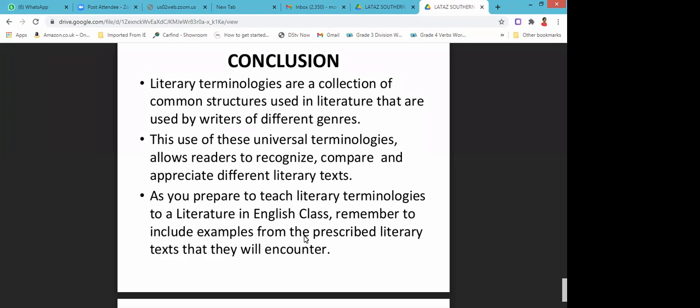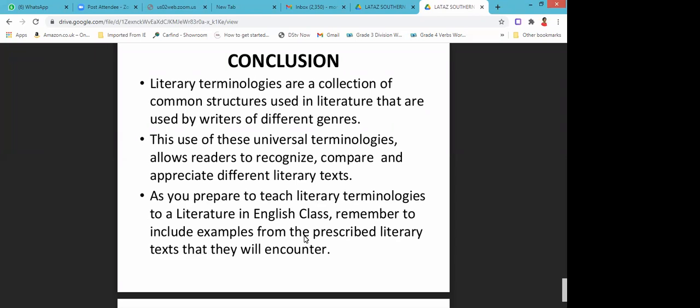Now, literary terminologies. Remember, they're a collection of common structures used in literature, and different writers use them in different genres. In the beginning, I said novels, plays, and drama, poetry, sorry. And the use of these terminologies allows readers to recognize, compare, and most of all, appreciate the different texts that they encounter of different genres.